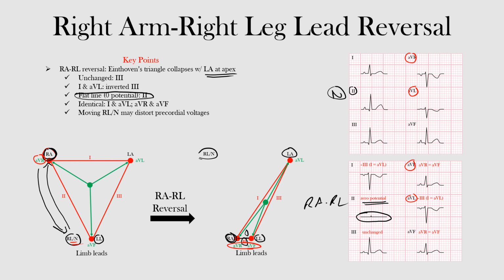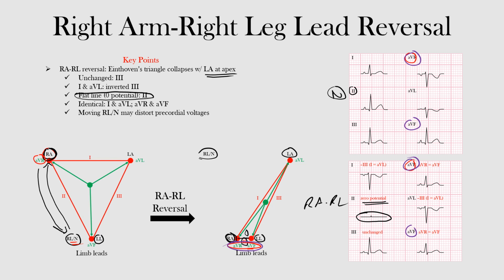Excuse me, that's not aVR and aVL, it's aVR and aVF. So aVR and aVF, which are the ones down here that we pointed out, will pretty much become identical because they're along that same line. Sorry about that. Here's aVR and here's aVF, and you can see them looking pretty much identical in that case.